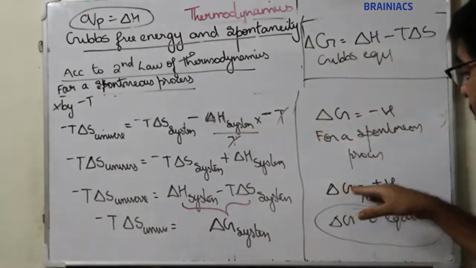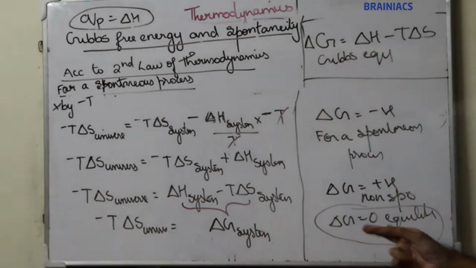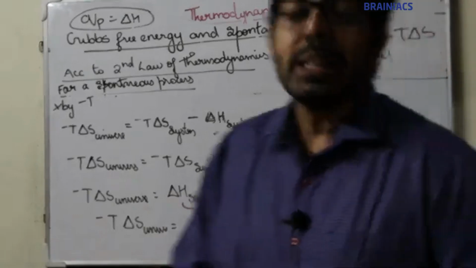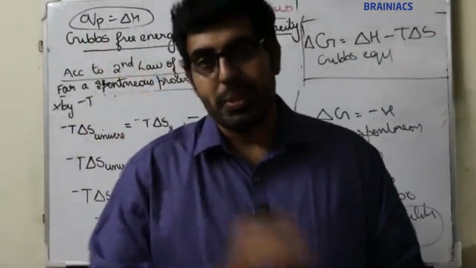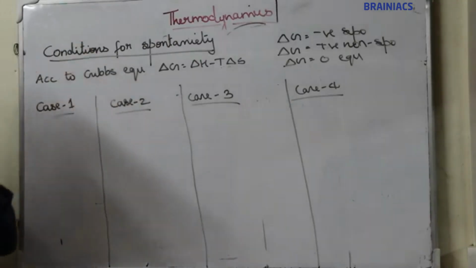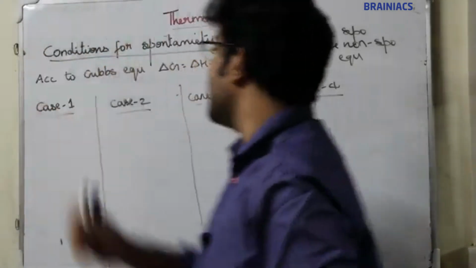So for non-spontaneous, delta G value is positive. For equilibrium, delta G value is 0. I think it's clear. Moving on to next topic. Conditions for spontaneity.